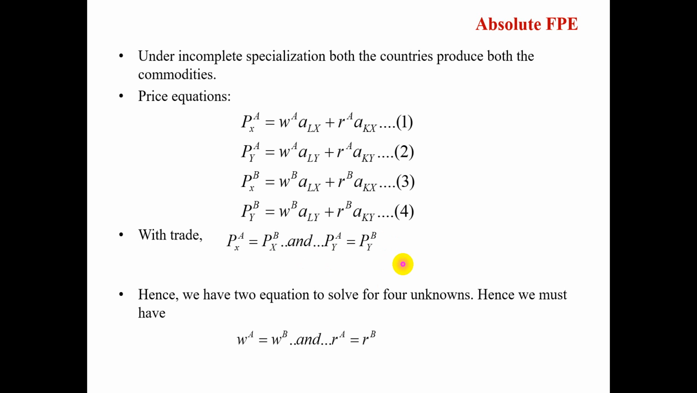So hence we must have WA is equal to WB and RA is equal to RB. So this says that if absolute prices are equalized through trade, then the absolute factor prices will also be equalized through trade. So trade acts not only as some factor which will be equalizing the commodity prices, but it will be acting as a proxy for the international mobility of factors of production.